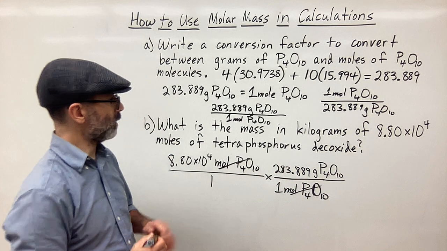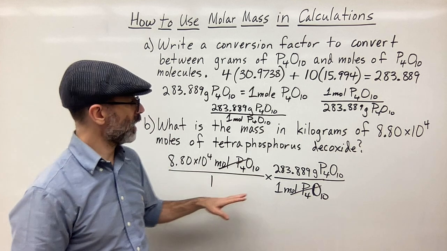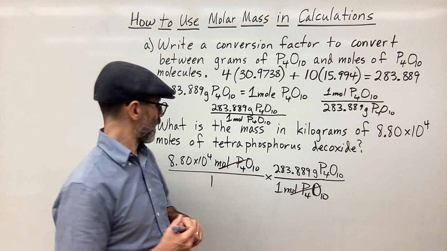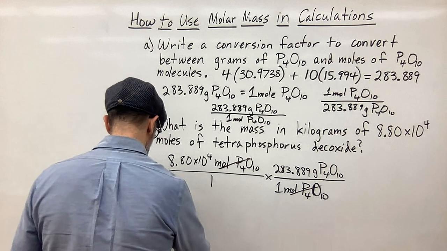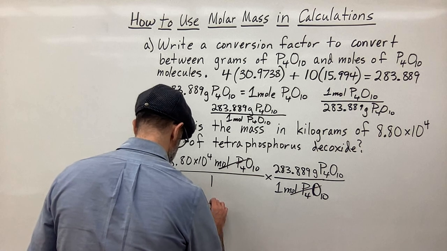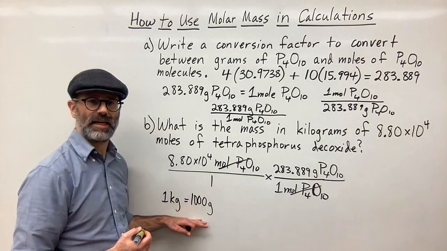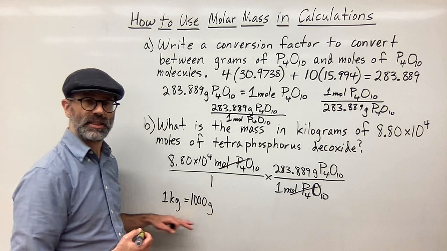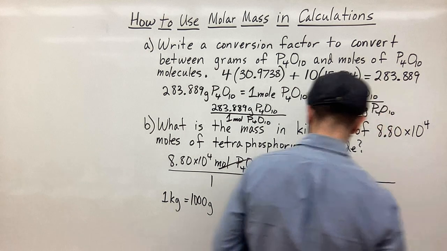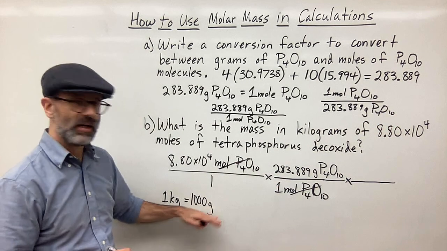But they want kilograms. So I'm not done. I gotta go to kilograms. So here I can use my metric relationship between kilograms and grams. I know that 1 kilogram is equal to 1,000 grams, or 10 to the third grams. So I can now use that as a conversion factor between grams and kilograms. So let me write that down. My next conversion, since I have grams on the top, I'm going to put grams on the bottom. How many grams? 1,000 grams.